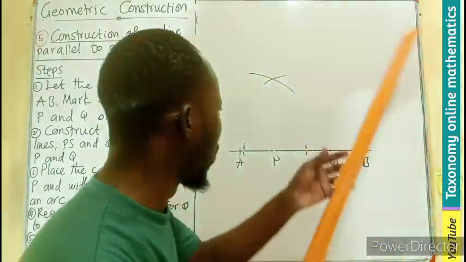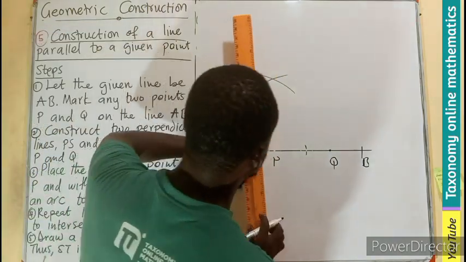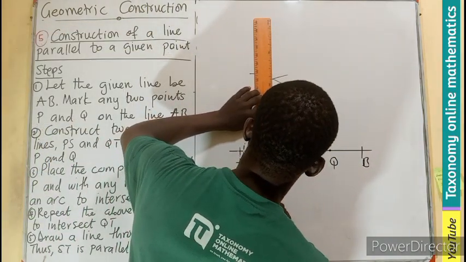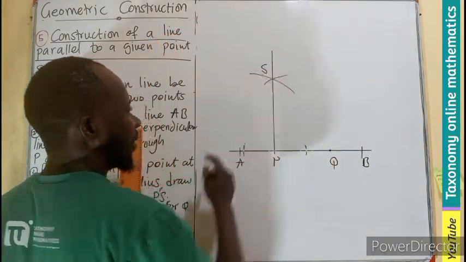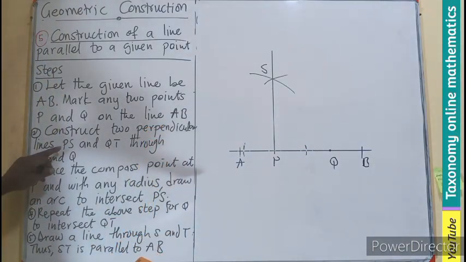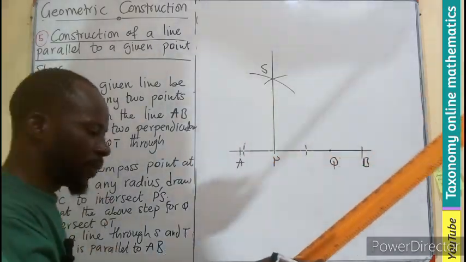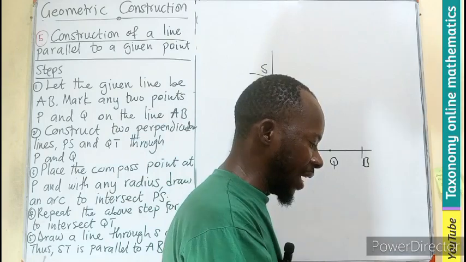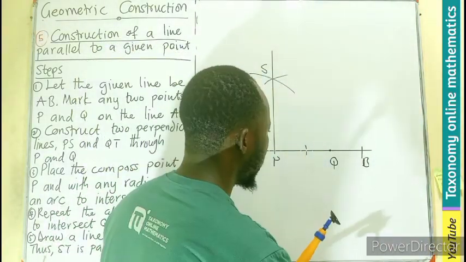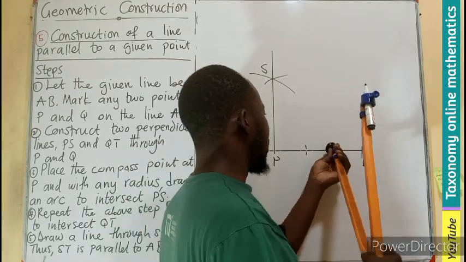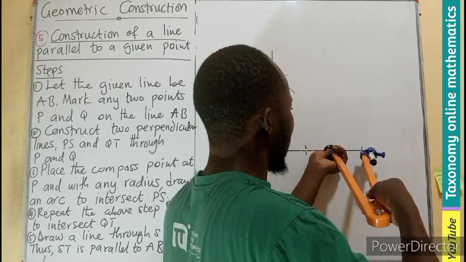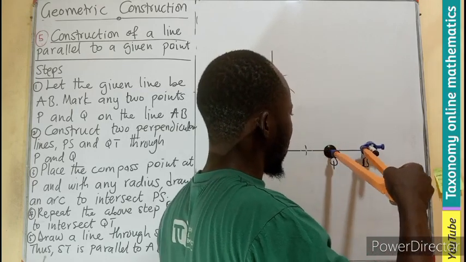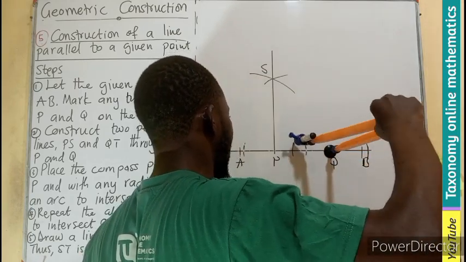So now we are going to have a line perpendicular at P. So here we are labeling as what? S, because we are looking for perpendicular PS. Then we go for perpendicular QT. So let's see. Repeating the same procedure we did for P, for Q. Stand on it, then open a reasonable radius. My line is not that long, but let me leave it there.